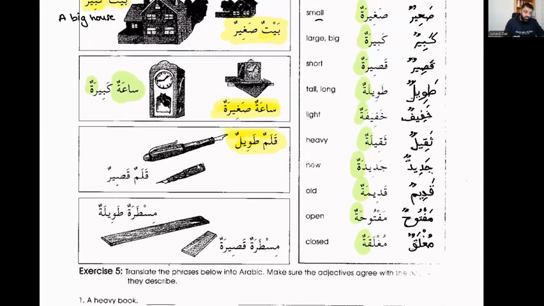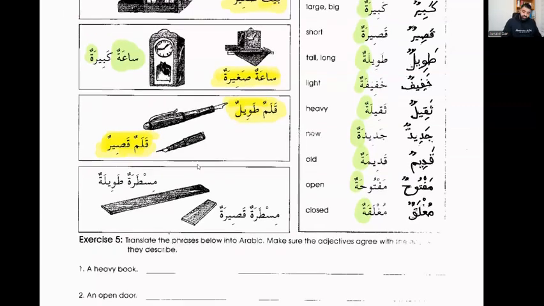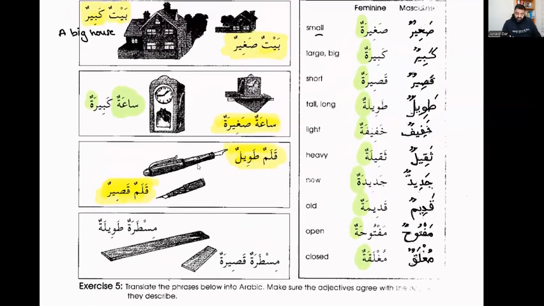And then if we were to say this next one here, qalam qasir. Good, meaning a small pencil, a small pen or pencil. Good. And then the next one, so Mehak, you get the next one. What does that say there? Mistaratun qasiratun. Good. So what does that translate as?